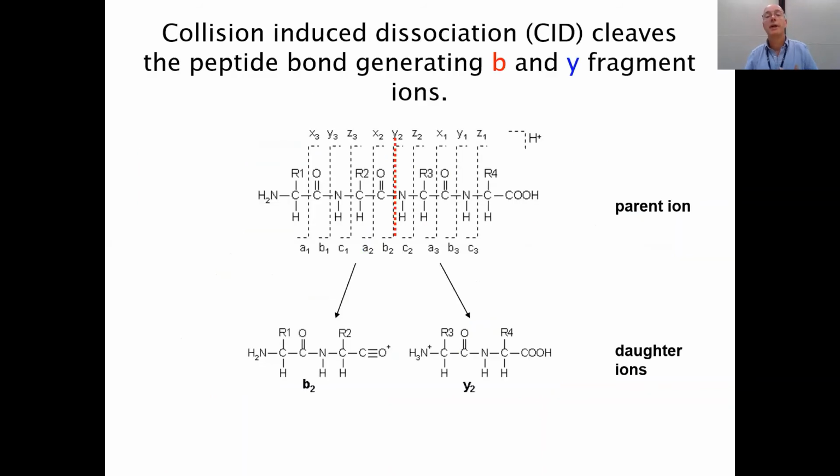I now want to say something about fragmentation. There are different methods of fragmentation. The most commonly used is collision-induced dissociation, or CID, and the peptide bond in a protein or a peptide will fragment in a predictable way, and predominantly it generates these B and Y fragment ions, the B ion from the N-terminal fragment and the Y ion from the C-terminal fragment, and we refer to these as daughter ions, child ions.